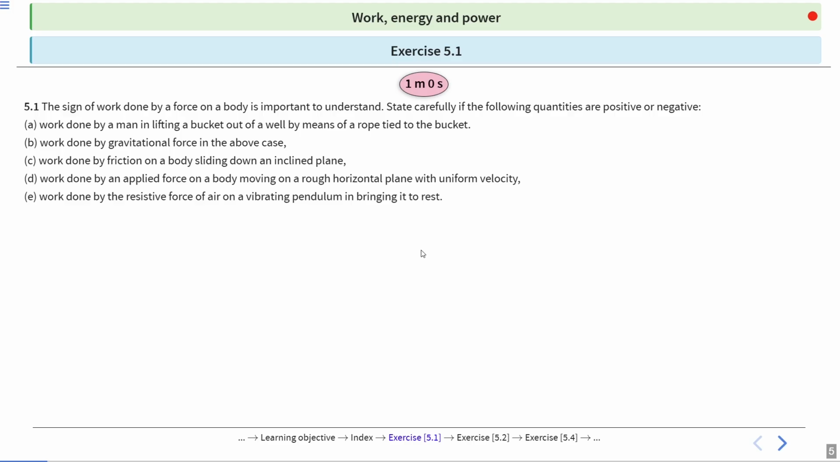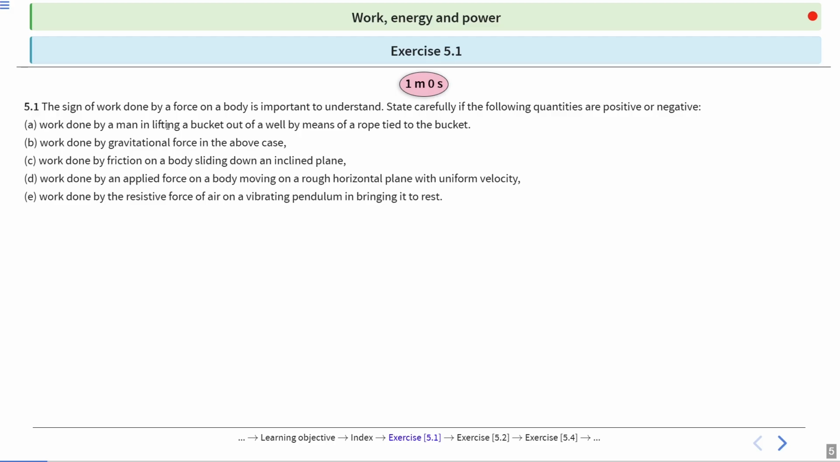So, question is: the sign of work done by a force on a body is important to understand. State carefully if the following quantities are positive or negative. So in these questions, there are 5 statements, and you have to find out which statement is positive and which statement is negative.